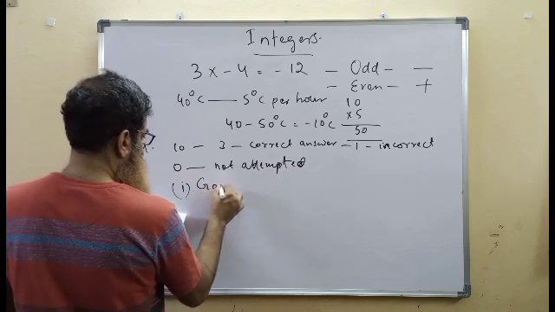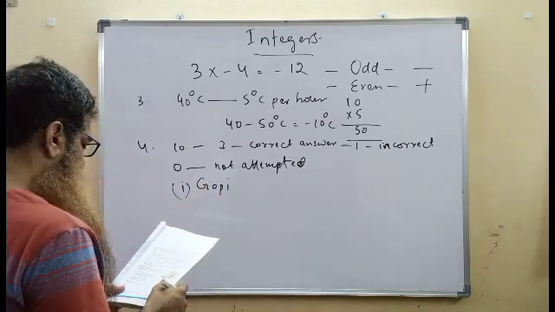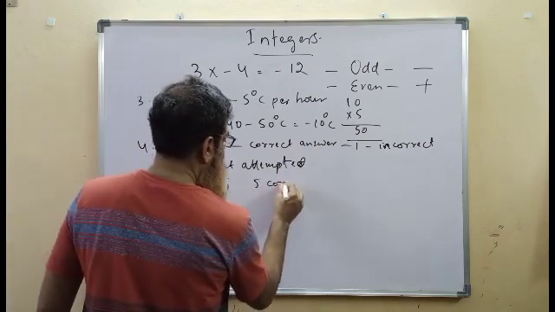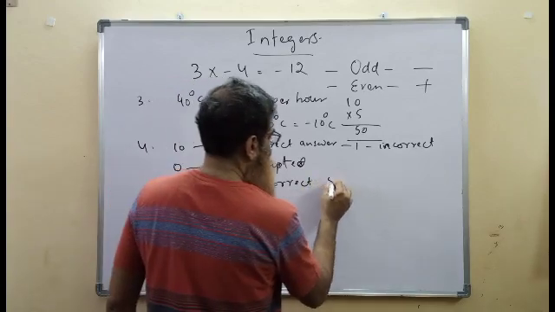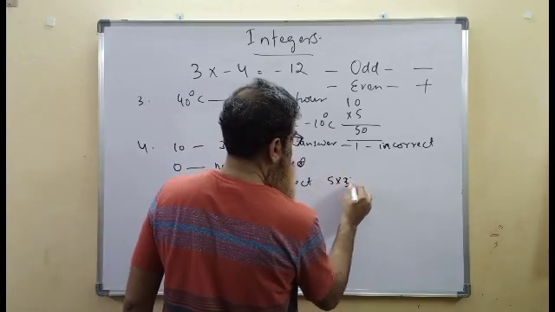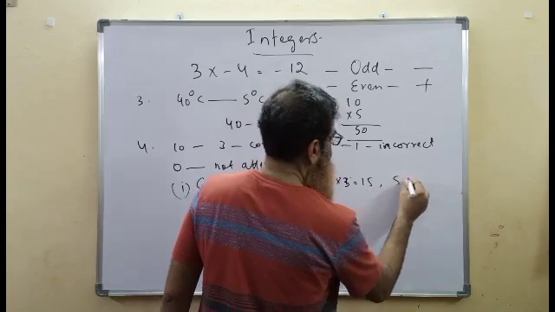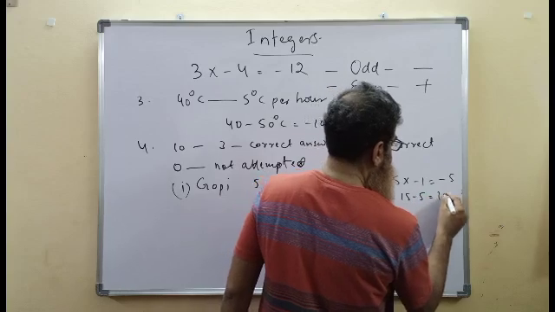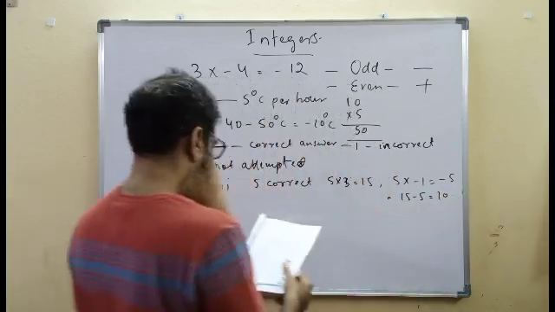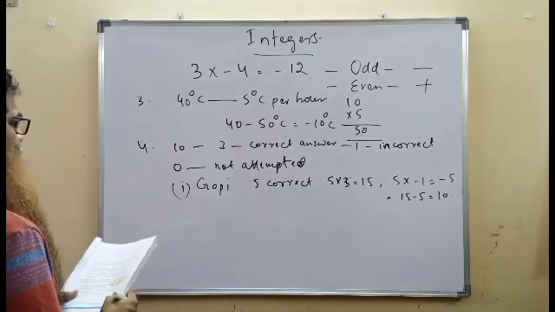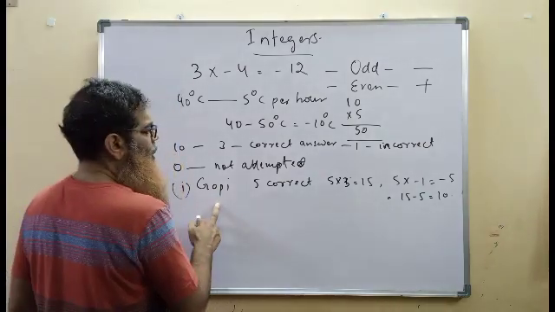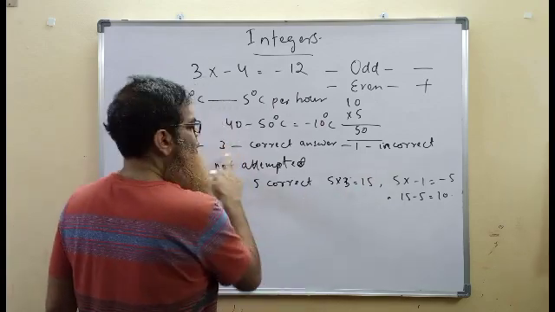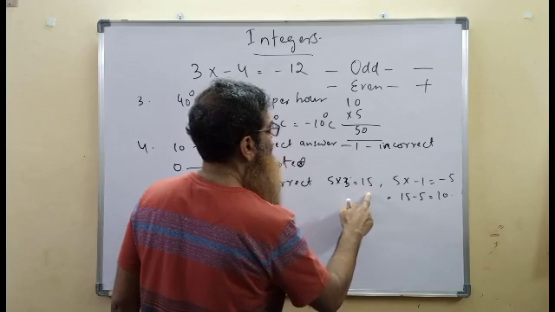Gopi gets 5 correct and 5 incorrect answers. He got 5 correct, so that is 5 into 3, 15, and 5 incorrect, that is minus 5. So 15 minus 5 is equal to 10. What is his score? Gopi attempted all 10 questions. He got 5 correct: 5 multiplied by 3, the result is 15.